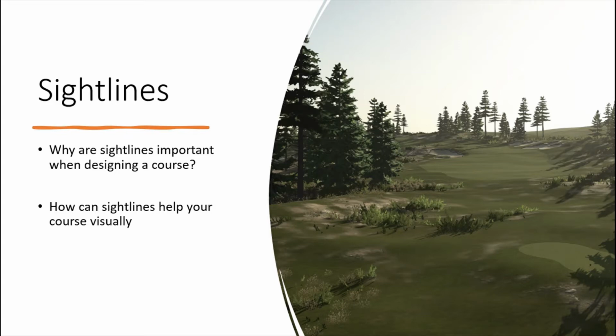Like I was saying, sightlines can really improve your course aesthetically, and so you want to learn how to do that. You want to make your course look as professional as it can, and it will help your course look better overall. We'll also be looking at some examples of good and bad sightlines, talking about if there's grass in front of the tee box, because I've definitely created some really bad holes like that, but I've also created some good ones too, so we'll take a look at that.